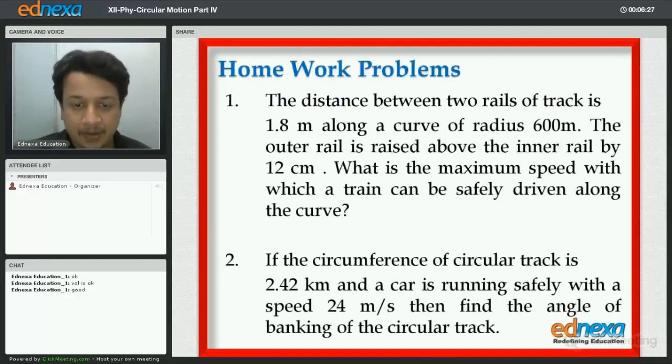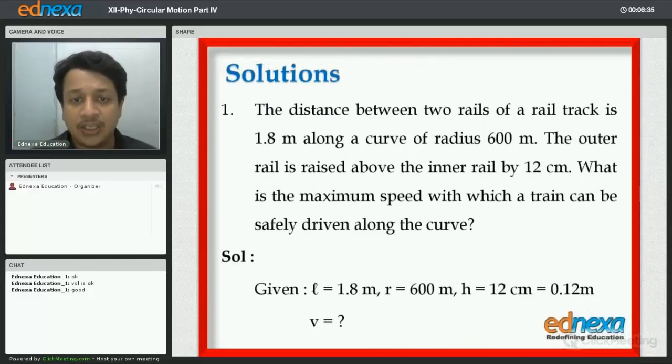Today we are going to start with the solutions of homework questions. So the first solution is on your screen. The distance between two rails of a track is 1.8 meter along a curve of radius 600 meter.